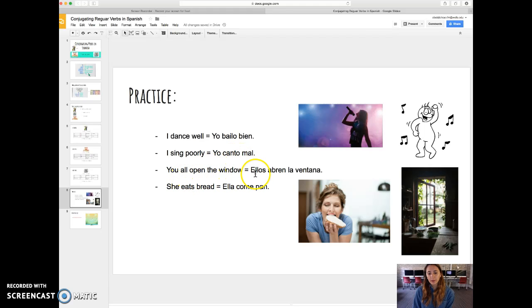You all open the window. You all, ellos. To open, abrir, you drop the IR ending and add the EN. She eats bread. Ella come pan. She, ella, eats, come, bread, pan. So to eat is comer, you drop off the ER and add the E.